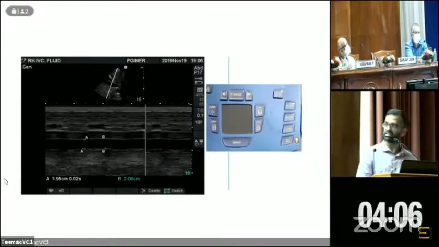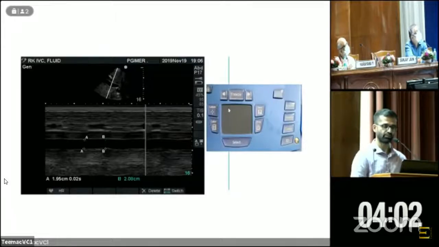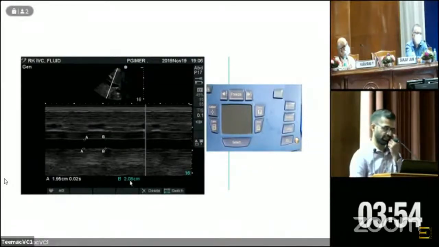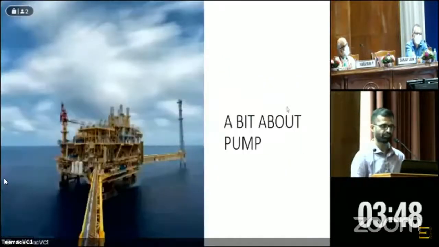So once we have decided where we are supposed to measure, we can freeze the image, and calipers can be used to measure the points A or B. These are two measurements, one during inspiration and the other during expiration, to see whether the IVC collapses with breath or not. So this is done using the M mode.